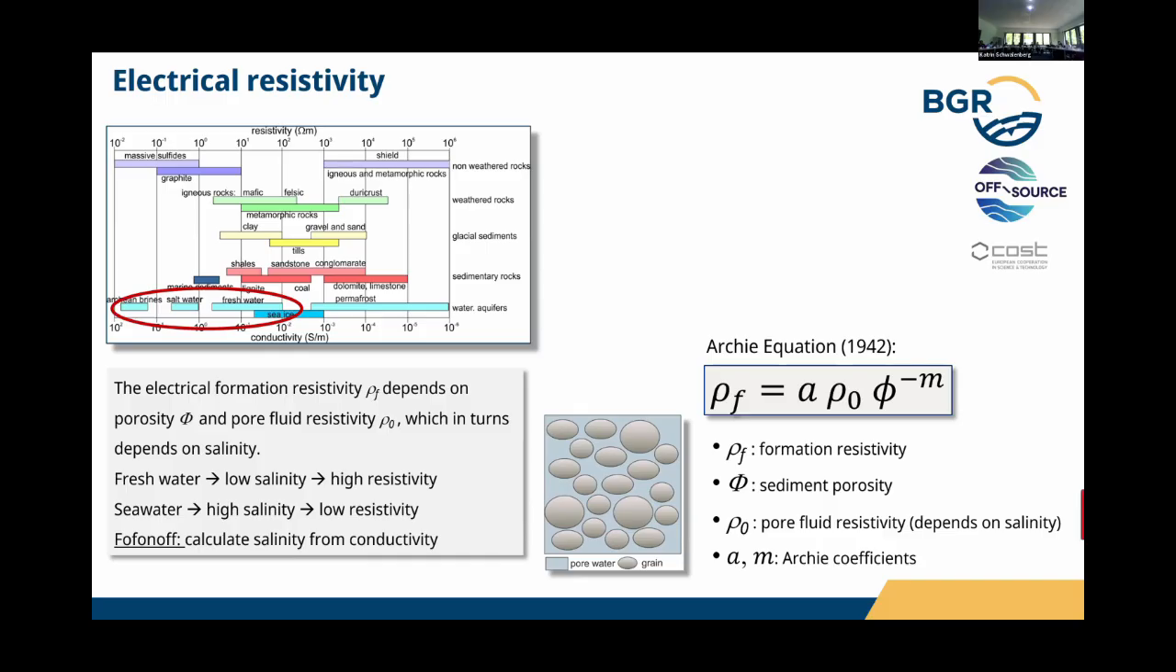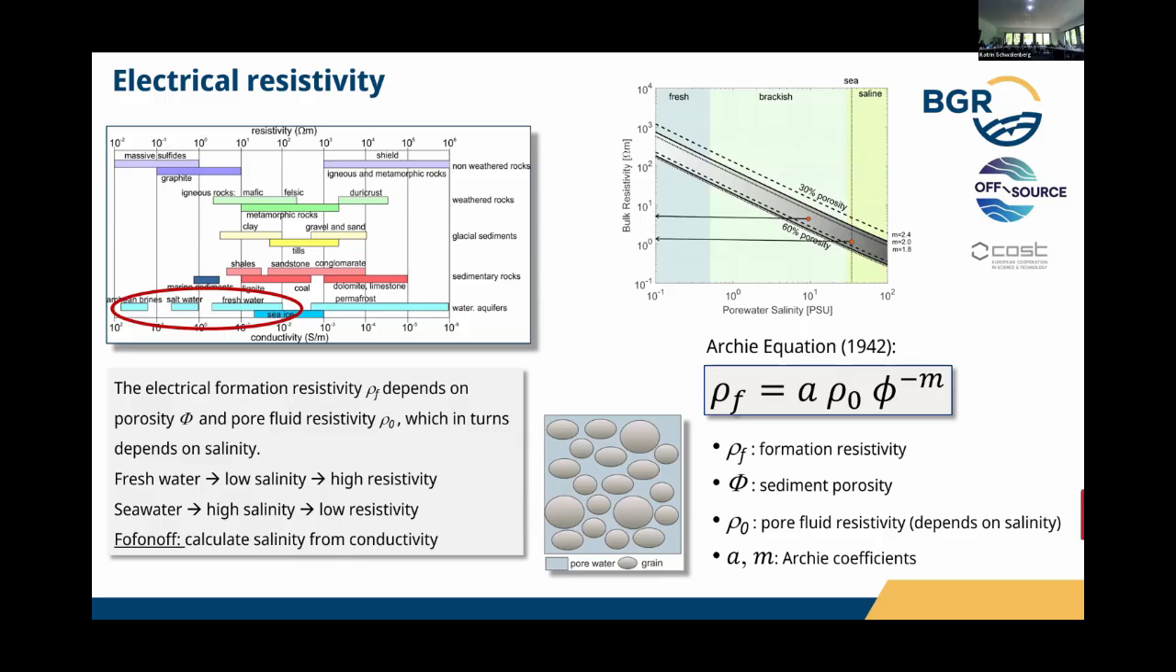And what we are looking at here is basically the saltwater, freshwater differences. The electrical resistivity we are looking at depends on the sediment porosity and the pore fluid resistivity, and that in turn depends on the salinity. So here we have how a sediment could look.